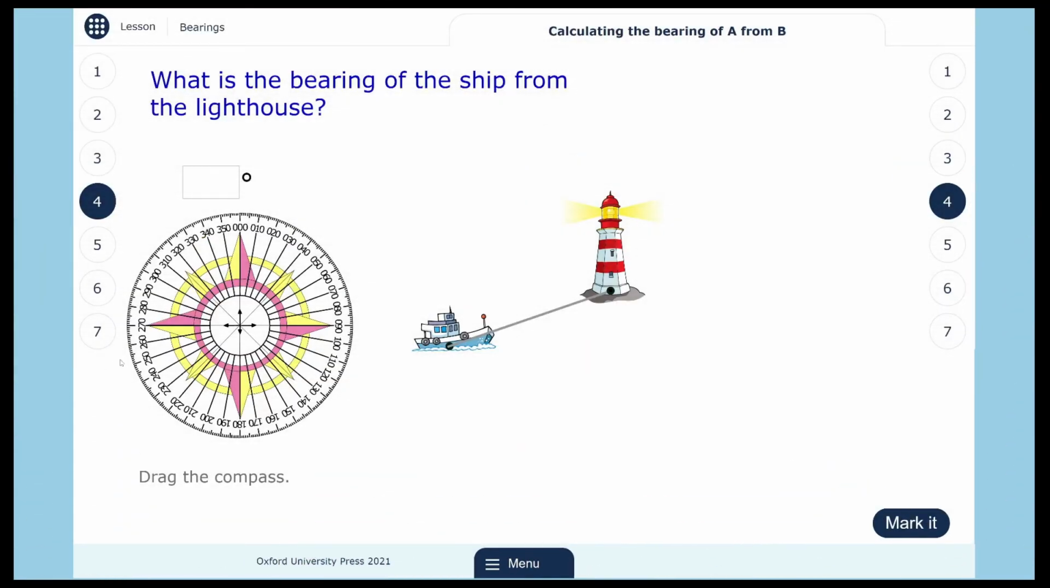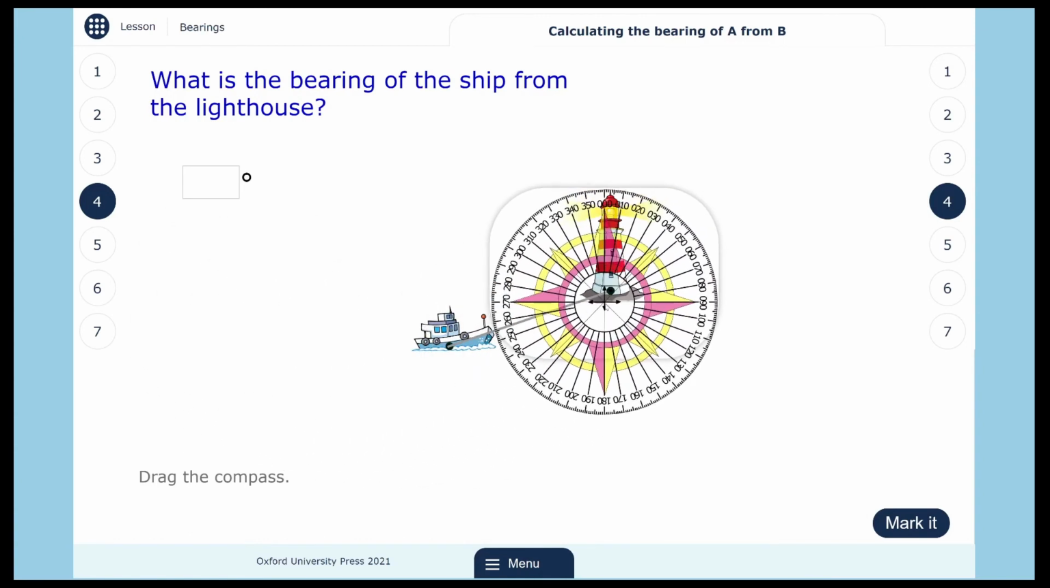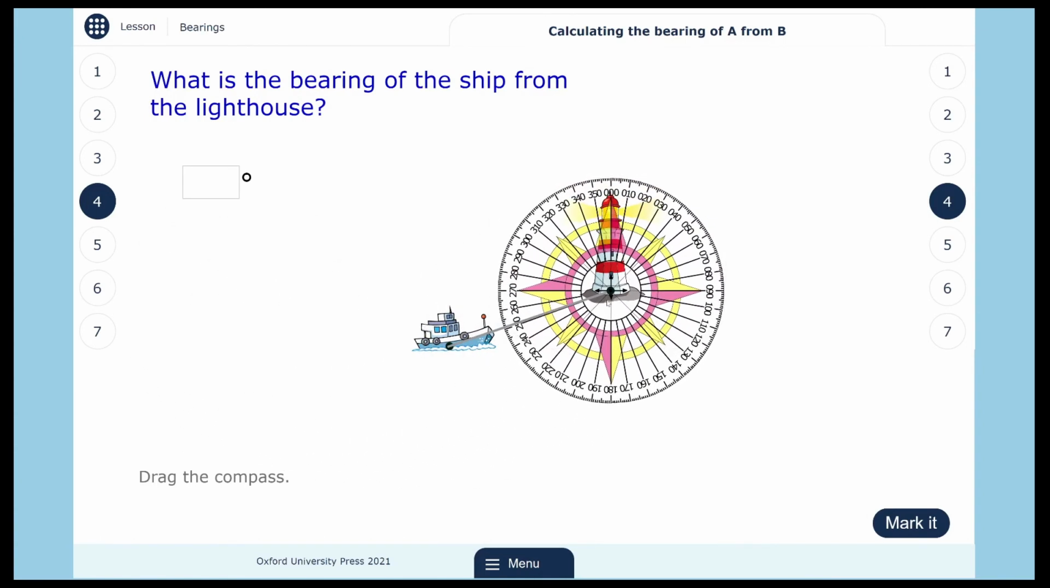In the second example, we're going from the lighthouse again, so I simply want to move my protractor to the lighthouse. Again, we can assume that the north point is going upwards, and I need to measure clockwise around until I hit my line. In this particular case, I think it's just 1 degree over 250, and because that's already 3 figures, my answer is 251 degrees.